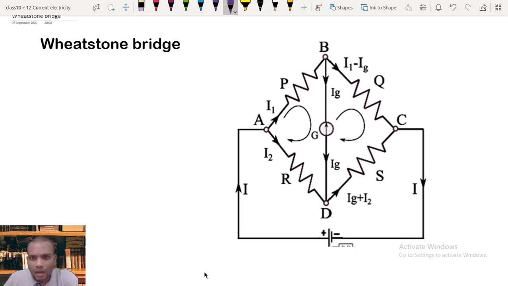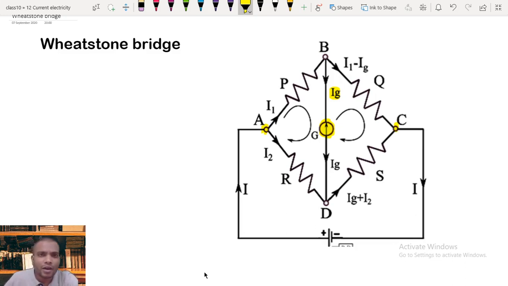And in the middle arm from B to D, right here, we need to connect a galvanometer. G here represents the galvanometer, and the current flowing through the galvanometer is represented as IG. And the other ends, at A and C, are connected to a voltage source which has a potential difference of V.